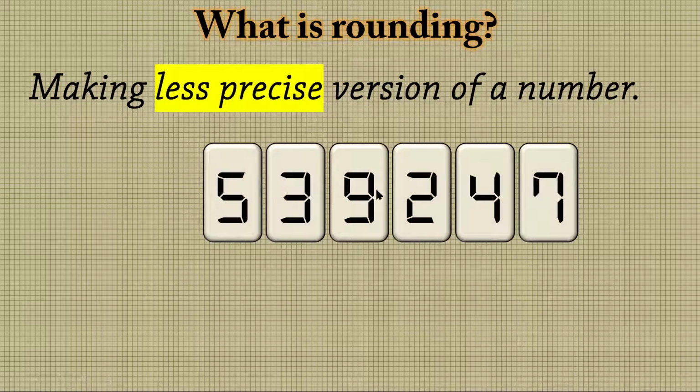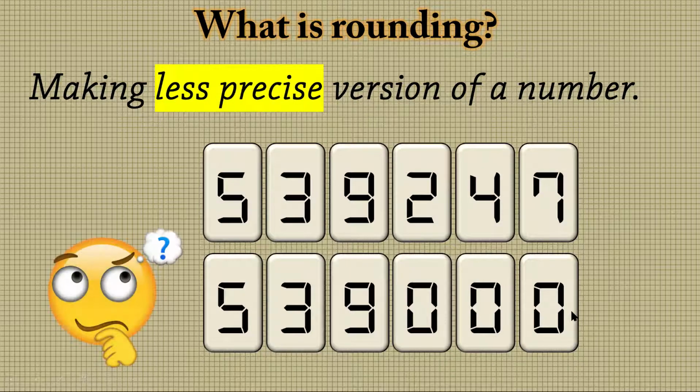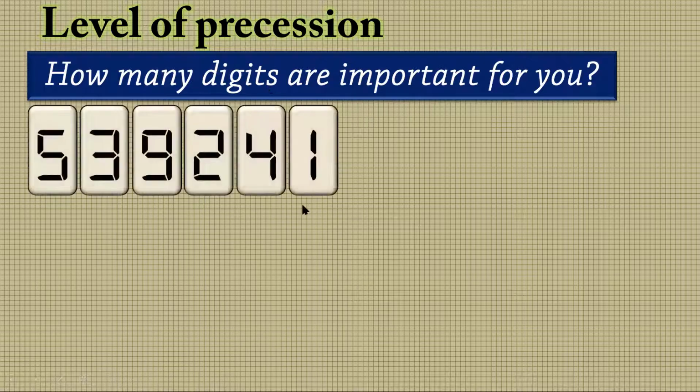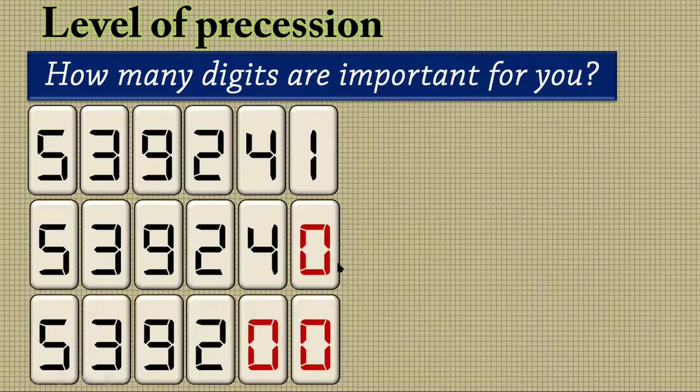For example, suppose that this is the original number and the estimate version of that may be like this. As you see, in this case the last three digits have been substituted for 0. My question is this: should I do the same thing in all similar cases? It depends. It depends on the level of precision you need. How many digits are important for you? Sometimes just the last right digit is substituted for 0. Sometimes the last two are substituted for 0.